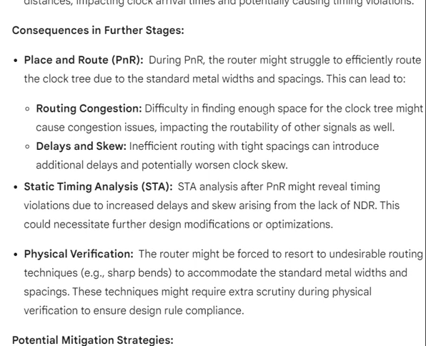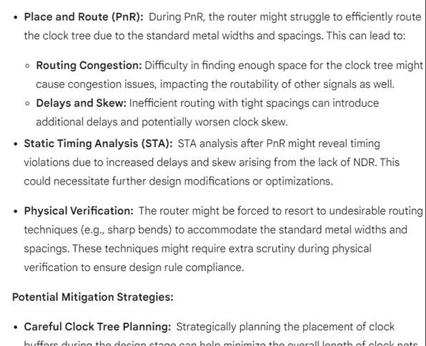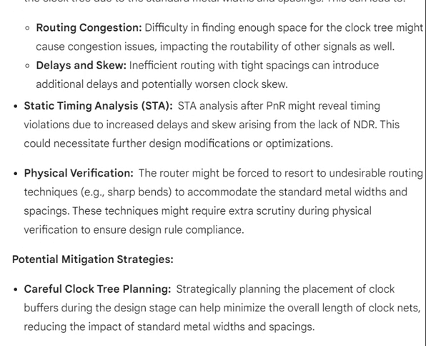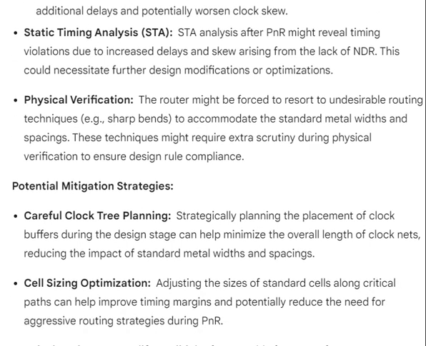Consequences in further stages. Place and route, PNR. During PNR, the router might struggle to efficiently route the clock tree due to the standard metal widths and spacings. This can lead to routing congestion. Difficulty in finding enough space for the clock tree might cause congestion issues, impacting the routability of other signals as well. Delays and skew. Inefficient routing with tight spacings can introduce additional delays and potentially worsen clock skew. Static timing analysis, STA. STA analysis after PNR might reveal timing violations due to increased delays and skew arising from the lack of NDR. This could necessitate further design modifications or optimizations.